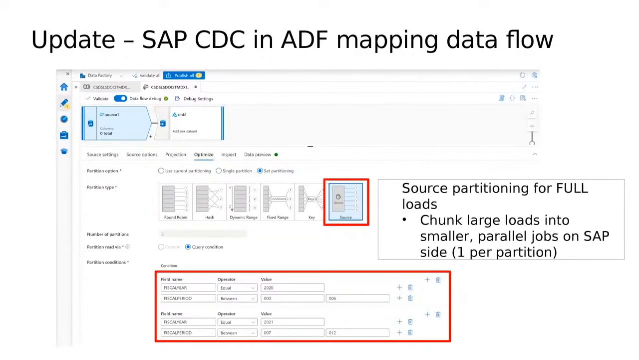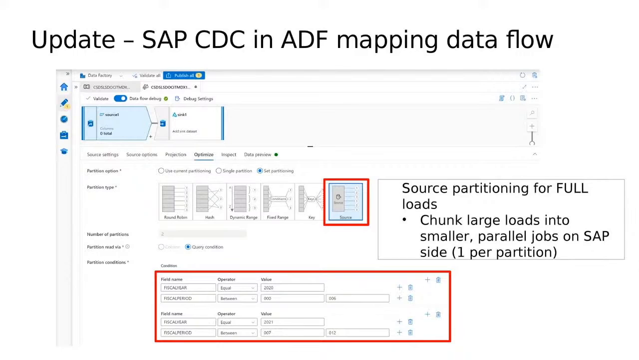All right, before we move on to the demo, one last aspect, which is an optimization. In the optimize tab, you can specify whether you want to partition the load. This only works for full loads as of now. If you have a large full load with potentially hundreds of millions of rows, you can split this into multiple smaller chunks. For example, partitioning by fiscal year, or in finer granularity; here I'm showing an example with partitioning by fiscal year and fiscal period.